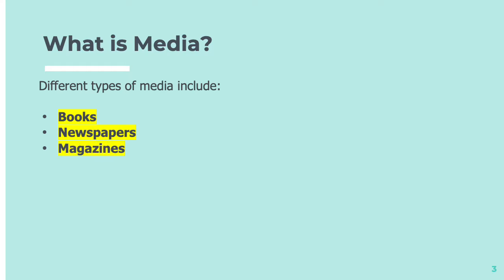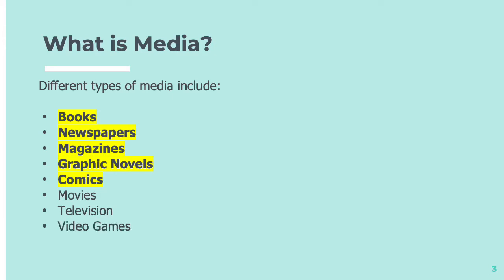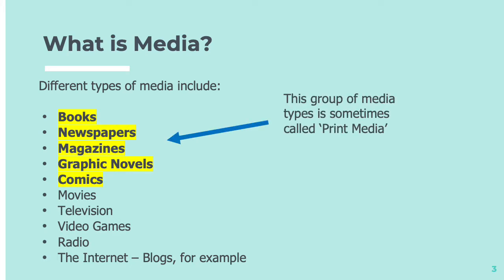So the first thing we need to talk about is what exactly is media. So when we're talking about media, different types of media can include things like books, newspapers, magazines, graphic novels, comics, movies, television, video games, radio, and the internet, so blogs or anything else that you might look at online. Now the highlighted selection of different media types there are sometimes referred to as print media because they're things that are printed out.